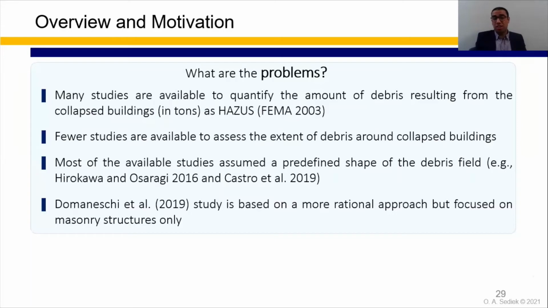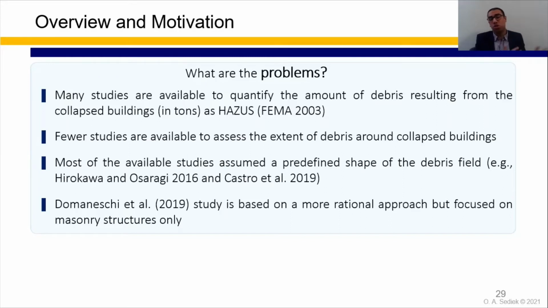So there are many studies available to quantify the amount of debris, but in tons, like in weight. But there are fewer studies available to assess the extent of debris around a collapsed building, like how far the debris will go in each direction around it. Most of the available studies on the extent of debris assume a predefined shape of the debris field, and only one study is based on a more rational approach, which is the applied element method, a computational approach, but it was focused only on masonry structures, which go only from 1 to 3 stories.